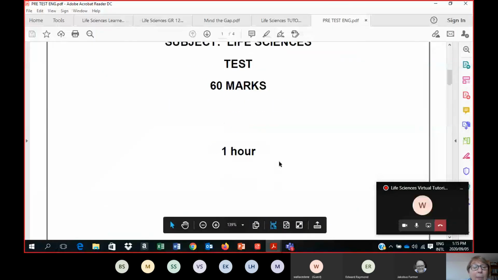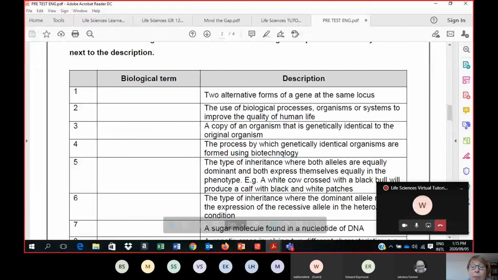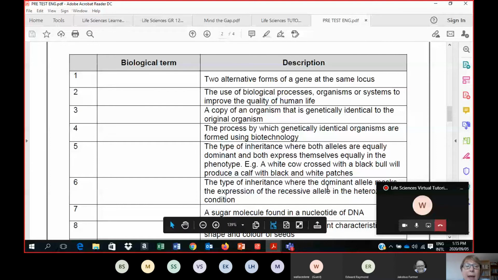Okay, it says 1 hour, but you don't need that time. I just want to confirm with Mr. Farmer that, especially for the people that do not have this in front of them, you can all see what is on the screen.